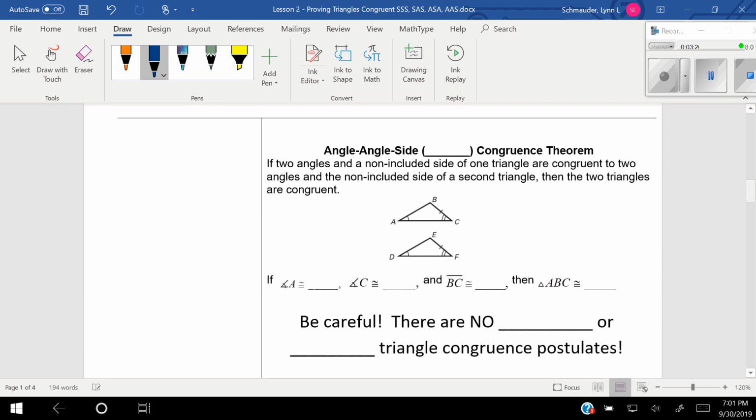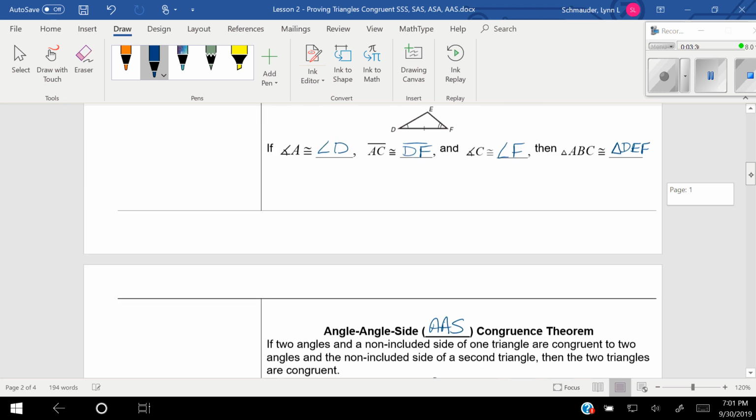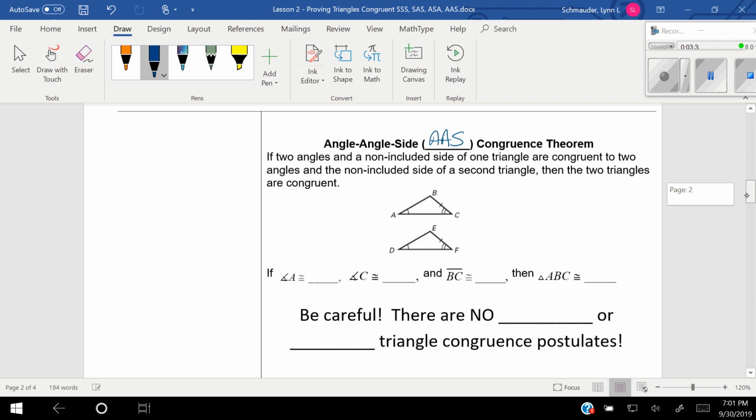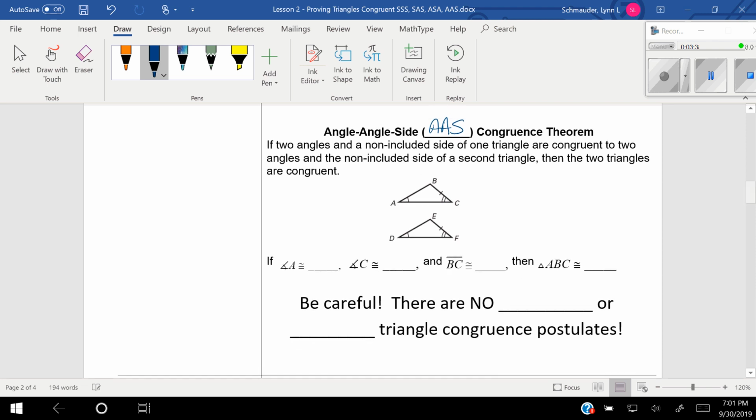Oh, wait, here's another one. Angle, angle, side. AAS. Sorry. Oh, look, that's the only one that's a theorem, right? The others are postulates, postulate, postulate. Yep, AAS is the only one there that's a theorem. And it says if two angles and a non-included side of one triangle are congruent to two angles and the non-included side of a second triangle, then the two triangles are congruent. So there's the non-included side, you see. It's not between the two angles that are congruent, and that's okay because we now have this theorem.